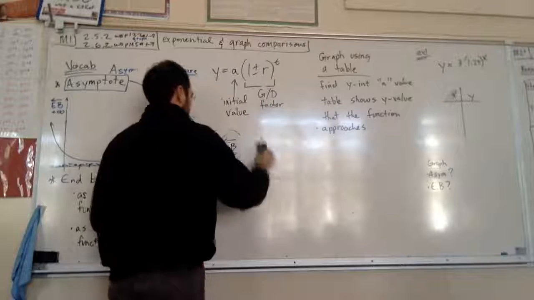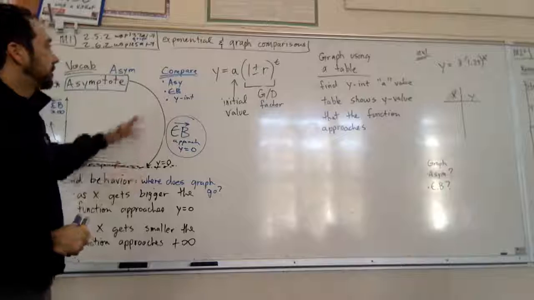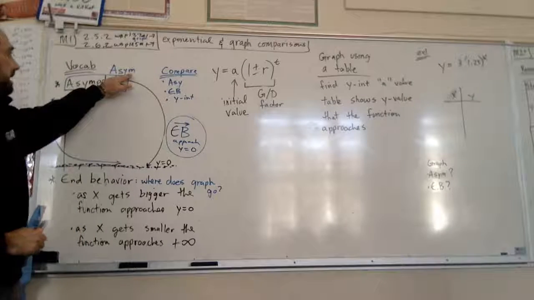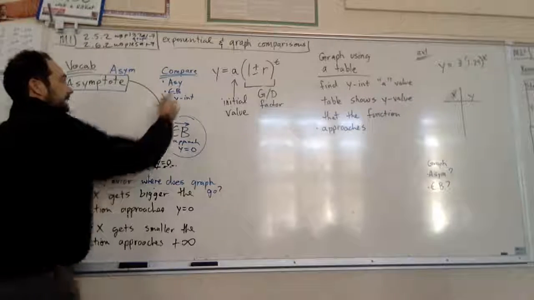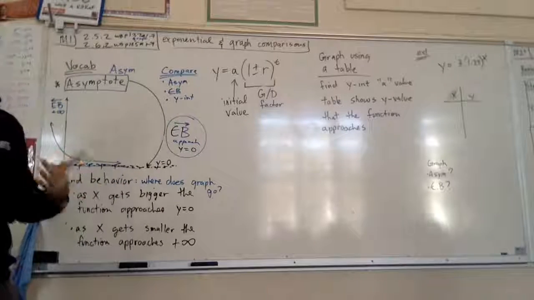All right, so let's look here. Next, when we're comparing, we're going to talk about the asymptote. We're going to talk about end behavior. We're going to talk about the y-intercept. Those are the main things we need to talk about.